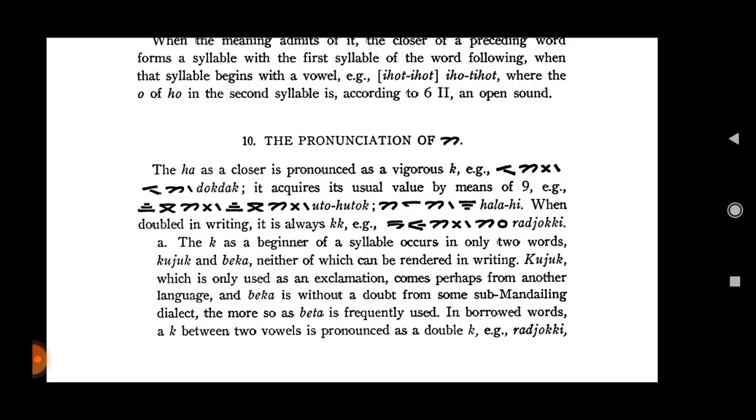The pronouns of ha. The ha as a closer is pronounced as a vigorous ka, for example dok, dak. It acquires its usual value by means of 9, for example utohutok, halaki. When double in writing, it is always double k, for example rajoki.